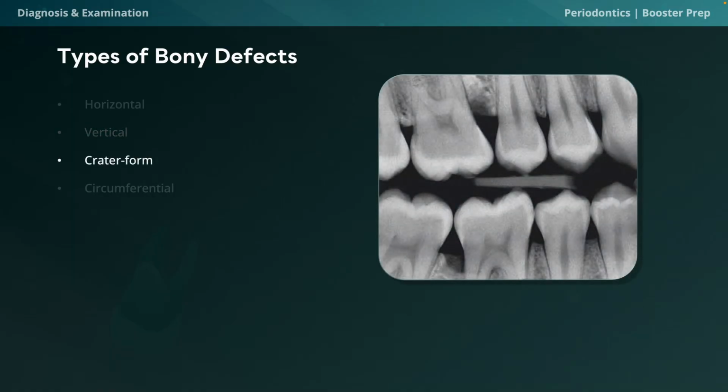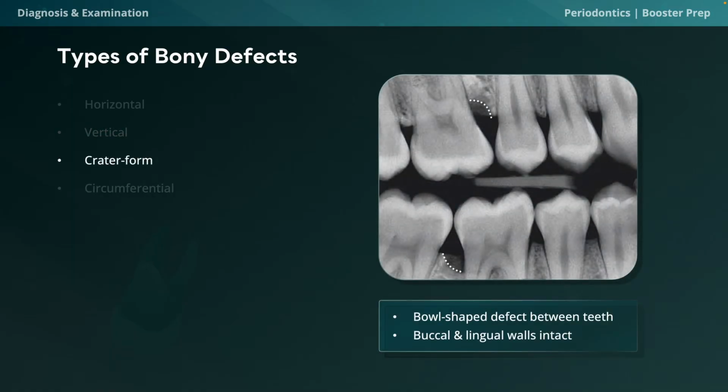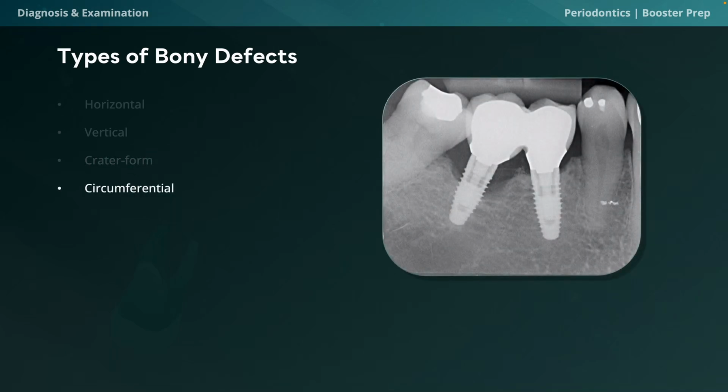You may also run into crater form defects, and you can think of this like a bowl. It's bowl-shaped. So the buccal and lingual walls are intact, but in the middle, along the mid-crestal area, it's completely cratered out like the bottom of a bowl. These tend to have this weird-looking appearance on the radiograph. So notice that this defect is not completely radiolucent, right? It's not completely blacked out. There's some radiopacity there, and that's due to the intact buccal and lingual walls. So they have a little bit of gray to it, and that's how you can differentiate these defects from vertical bone loss defects.